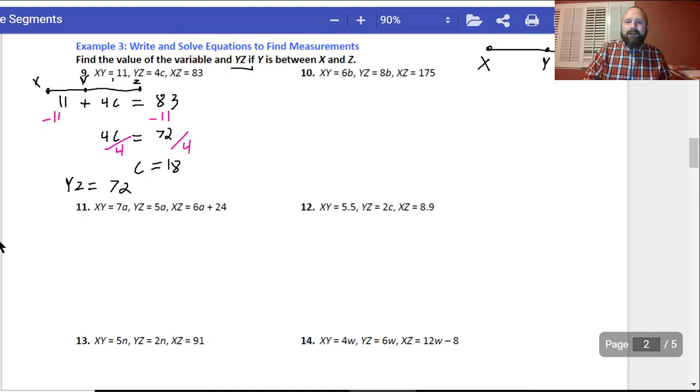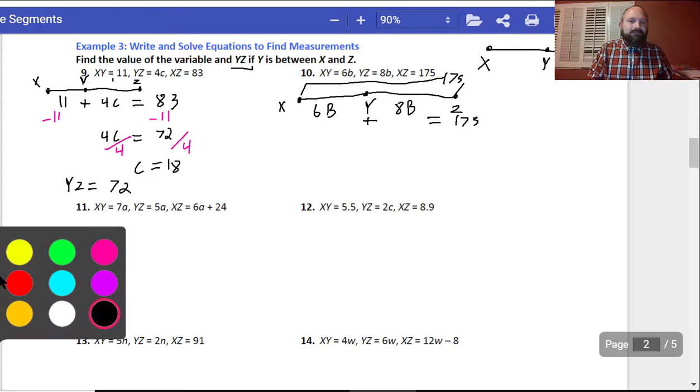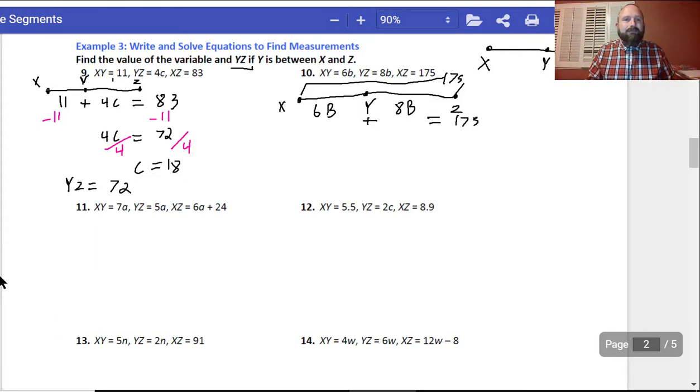So it says XY, so let's draw it out. Let's write X, let's write Y, and let's write Z. So I know the total is going to be 175. So 175 for the total. I know XY is 6b. I know YZ is 8b. Oh no. So I know for a fact that 6b plus 8b has to equal 175. Well, just add them together. 6b plus 8b is 15b. So 15b is equal to 175.